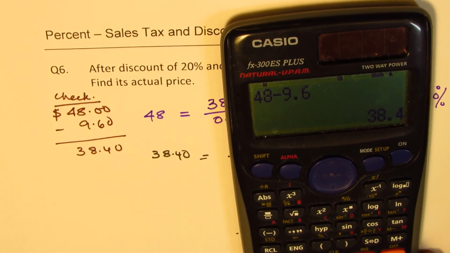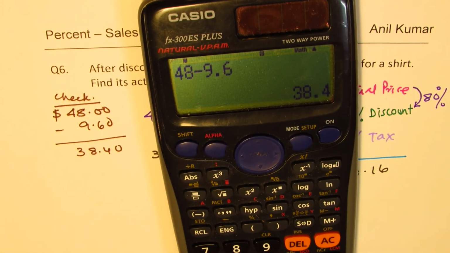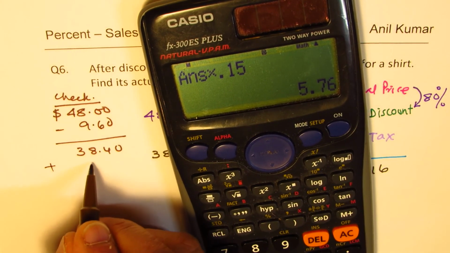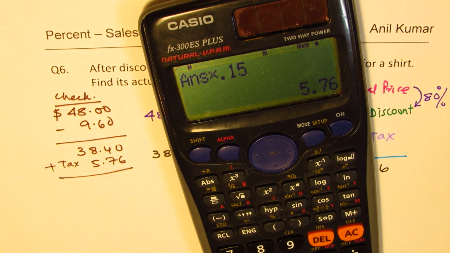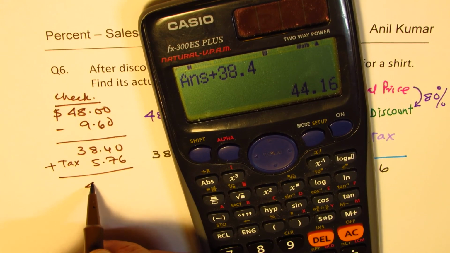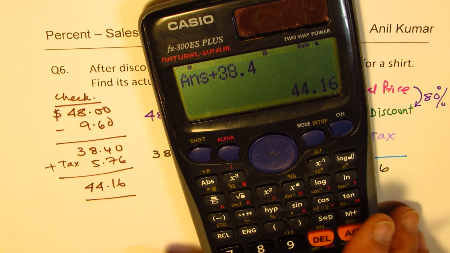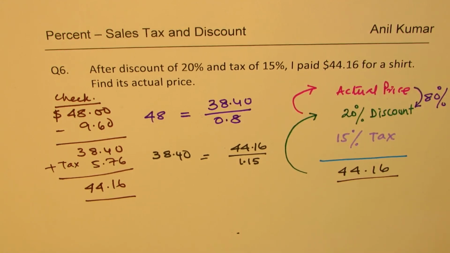Now on this 38.40, we have to add 15% tax. So on this, we do times 0.15. That is the tax, which is equal to 5.76. So plus 5.76, and this is the tax, correct? Add it up. When you add 5.76 to 38.40, you get the value as 44.16. Correct? Which is what you paid. Is that clear to you?